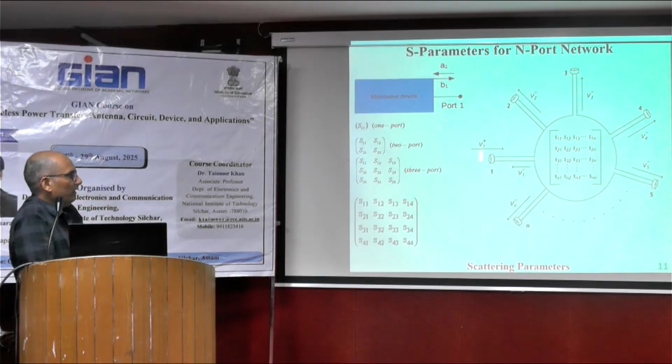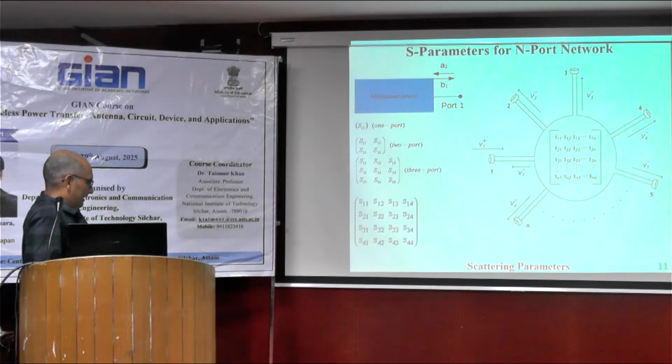Here are ports 1, 2, 3, 4 up to n number of ports. Then the S parameter matrix will be like this: 11, 12, 13 up to 1n, then 21, 22, 23 up to 2n, like this. You can take it in the simplest way: if it is one port, then only S11 will be there. That's why for a single element antenna you always plot S11. S12, S21, S22 will never exist in a single port antenna.